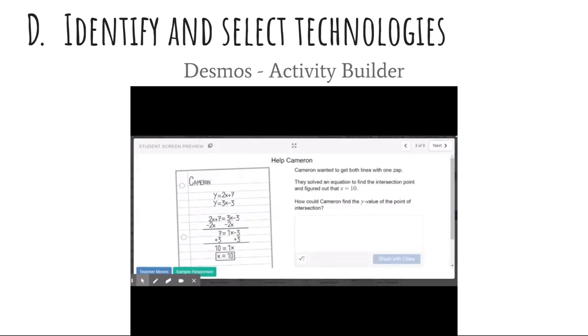We have the first half of the answer, x equals 10. Again, just practicing the skill of finding the second piece of the solution.